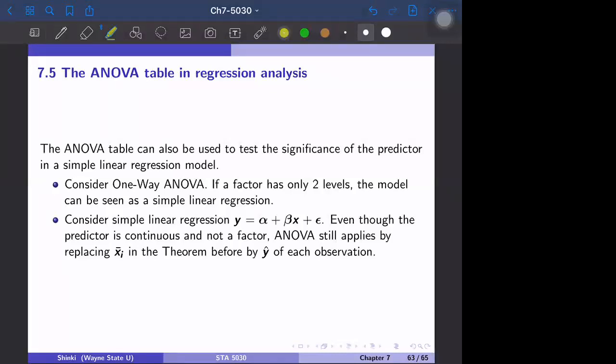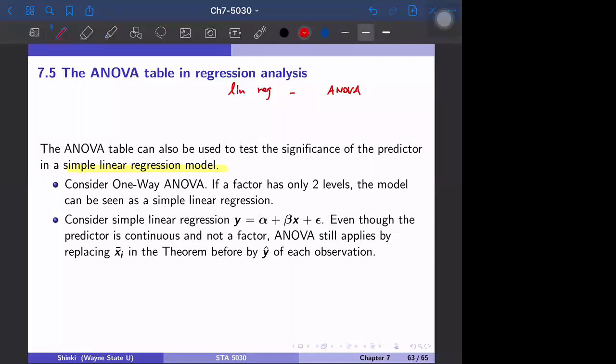Hi, section 7.5, the ANOVA table in regression analysis. In this section, we want to relate the linear regression in chapters 5 and 6 to the analysis of variance in chapter 7. These two are closely related, actually. The ANOVA table can also be used to test the significance of a predictor in a simple linear regression model.